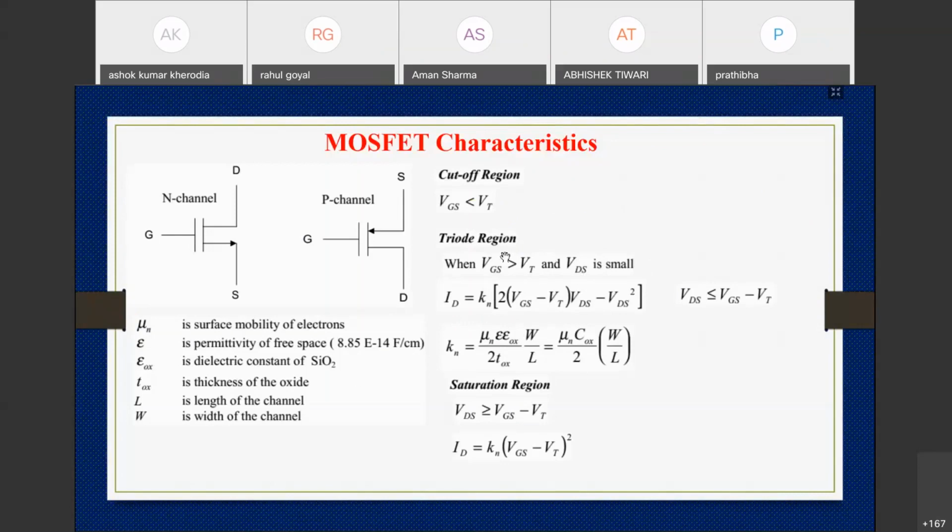And if VGS is greater than VT and VDS is large, that is VDS is greater than or equal to VGS minus VT, we are saying the MOSFET is operating in the saturation region. And these are some constants: mu n, epsilon oxide, tox, L, W, meaning the thickness of the oxide, length of the channel, and width of the channel, respectively. So if I want to plot this, what can we do?